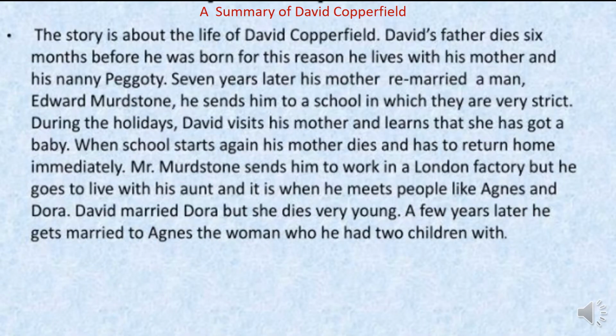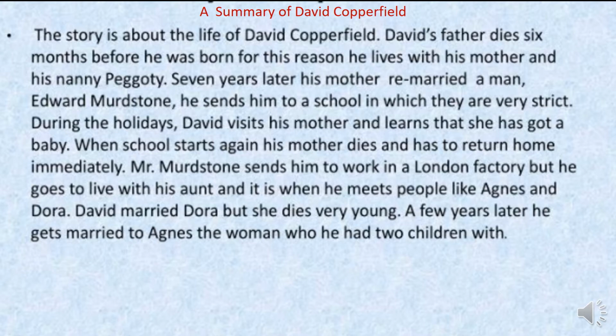We'll start with a summary of the whole novel. The story is about the life of David Copperfield. David's father died 6 months before he was born. For this reason, he lives with his mother and his nanny, Begetty. 7 years later, his mother remarried a man called Edward Murdstone. This man was very cruel. He sent David to a school. Mr. Creakle, the owner of the school, was very strict.